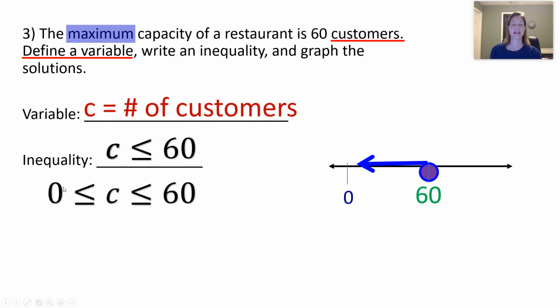And once again, can't have less than 0 customers, can't have negative customers. So technically, the customers could be equal to or greater than 0 or less than or equal to 60. But once again, this is a compound inequality, just a little bit of extra information based on the situation, but not something you have to do yet.